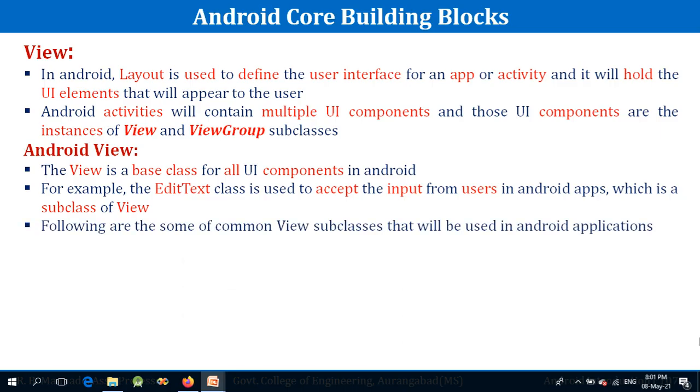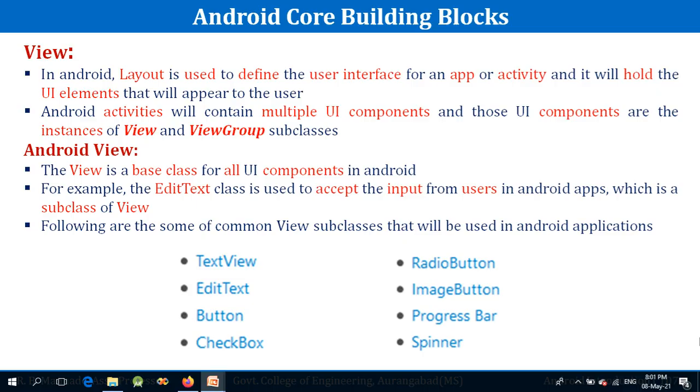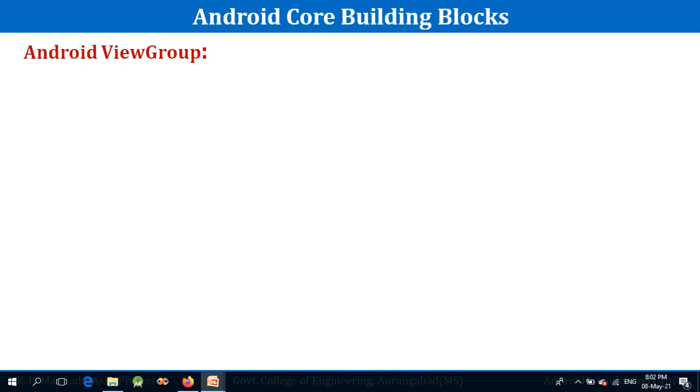Okay, so in Android, following are some common View subclasses that will be used in Android applications. Most of these controls or UI components we have seen in our practical sessions as well as theory sections. So there will be a text box, edit text, button, checkbox, radio button, image button, progress bar, and spinner. These are some prominent or frequently used UI components which are derived from the View class.